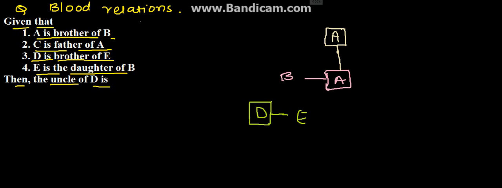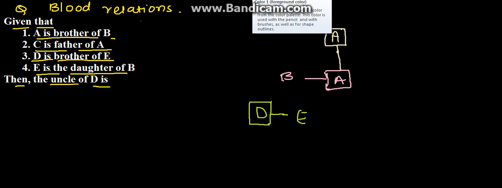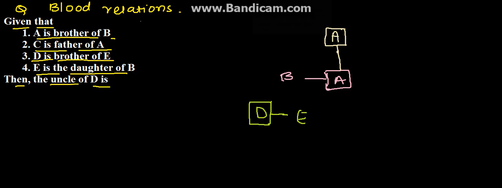So now the last condition, E is daughter of B. So here we have B and here we have E. Since E is daughter, we will put it in round bracket. E is daughter of B. So this is the family tree that has been formed.